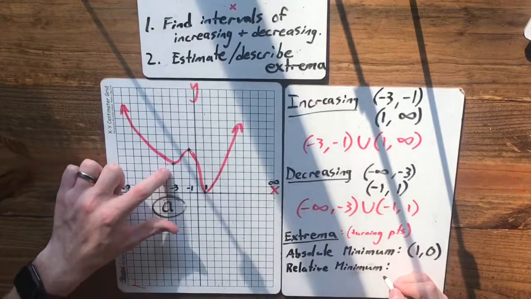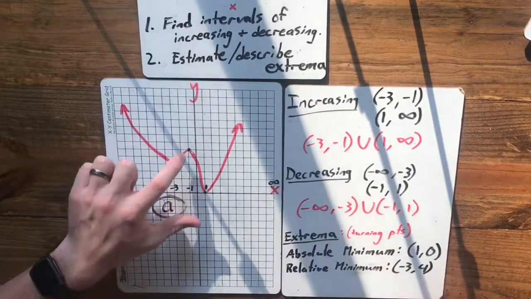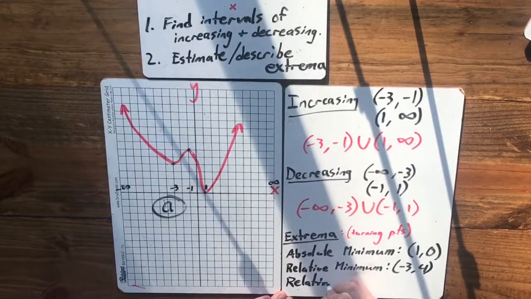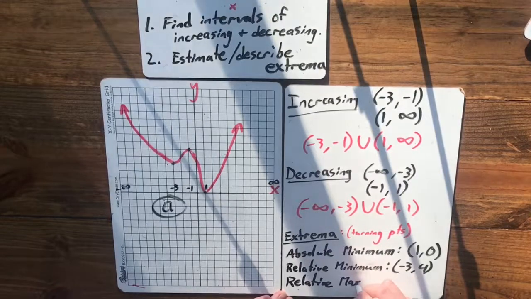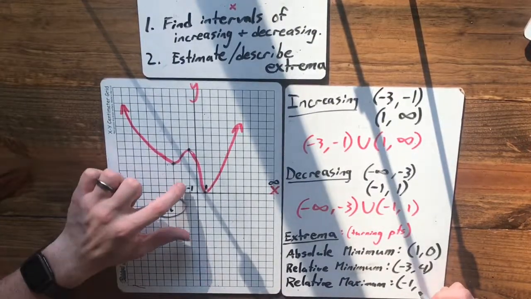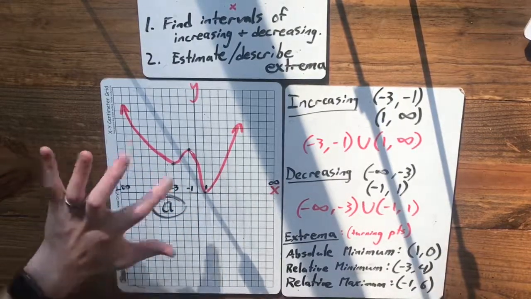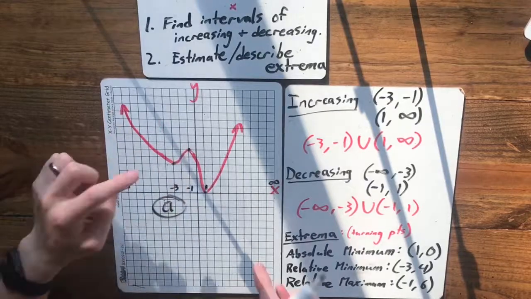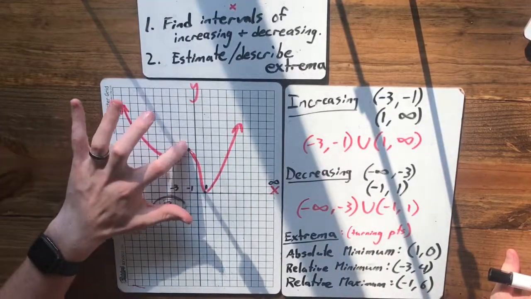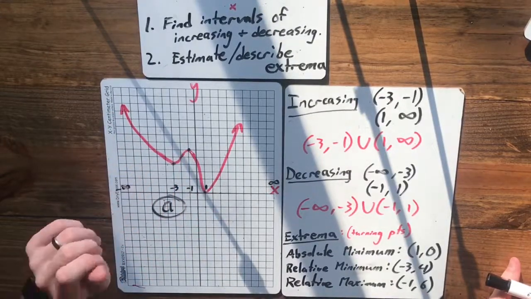at (-3, 4). And we have a relative maximum at this point here, (-1, 6). Because, well, this is clearly not an absolute. It gets greater values than this clearly, but there's nothing higher than that around that point right there. Relatively, that's the highest point.